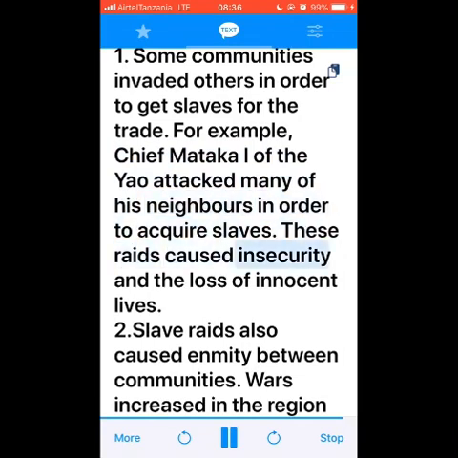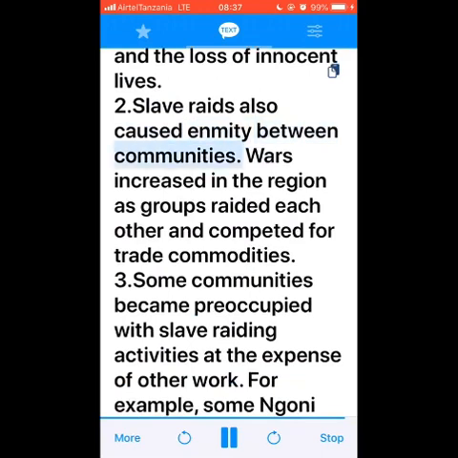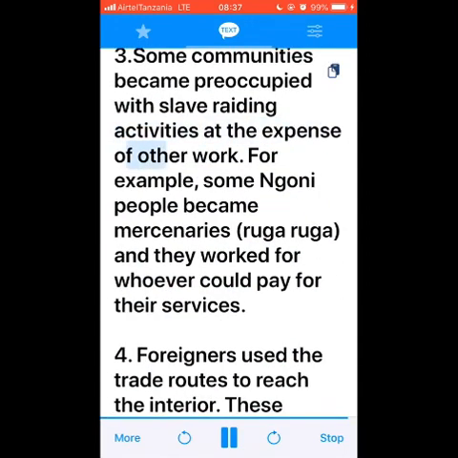These raids caused insecurity and the loss of innocent lives. 2. Slave raids also caused enmity between communities. Wars increased in the region as groups raided each other and competed for trade commodities. 3. Some communities became preoccupied with slave raiding activities at the expense of other work.